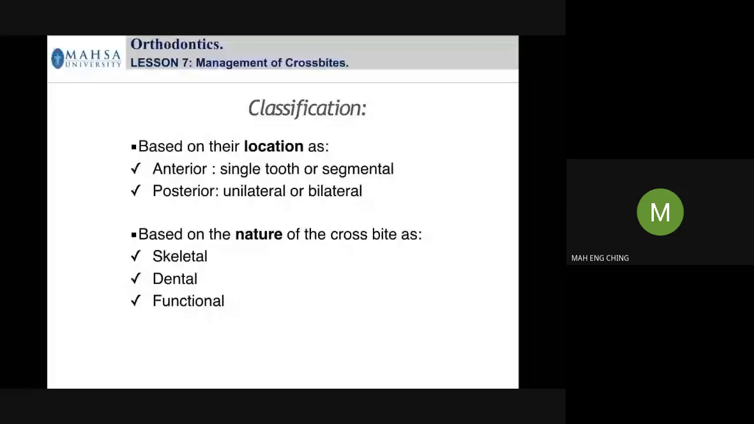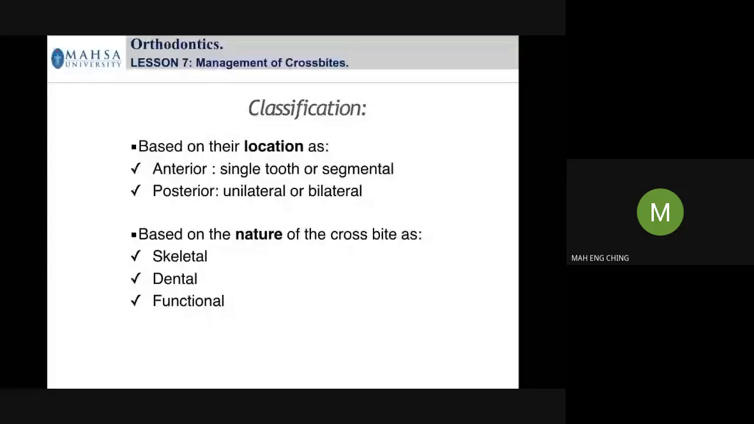So dental crossbite usually involves 1 or 2 teeth in crossbite. The most classical feature is the lateral incisor. The lateral incisor is always palatally displaced compared to other teeth. And this one is easy to correct if it is just a dental crossbite. Skeletal crossbite usually involves more teeth, maybe incisor to incisor or 7 to 7 if it is severe.